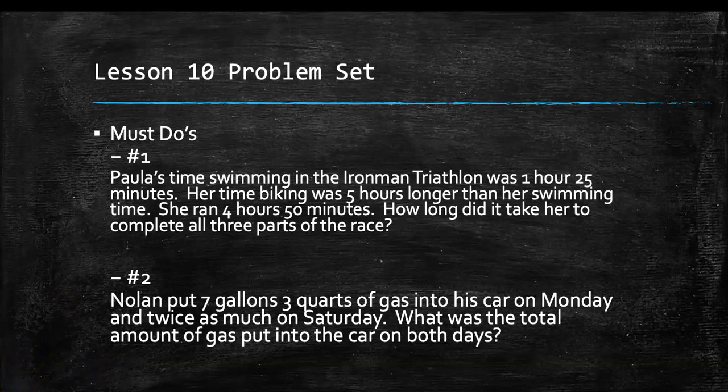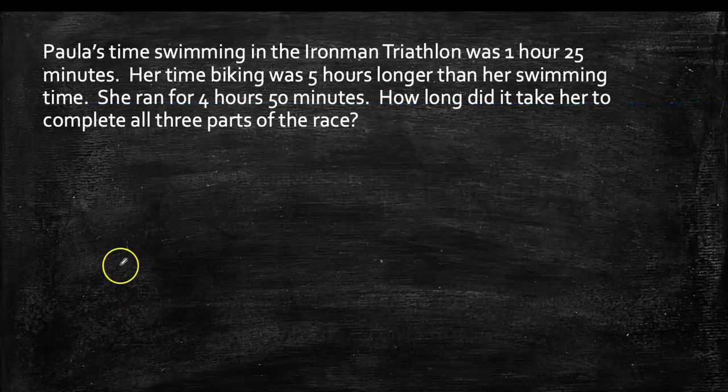All right, let's see how you did. Let's go to the first problem. Paula's time swimming in the Ironman triathlon was 1 hour and 25 minutes. Her time biking was 5 hours longer than her swimming time. She ran for 4 hours, 50 minutes. I'm sorry, I can't read today. Let's try this all one more time.